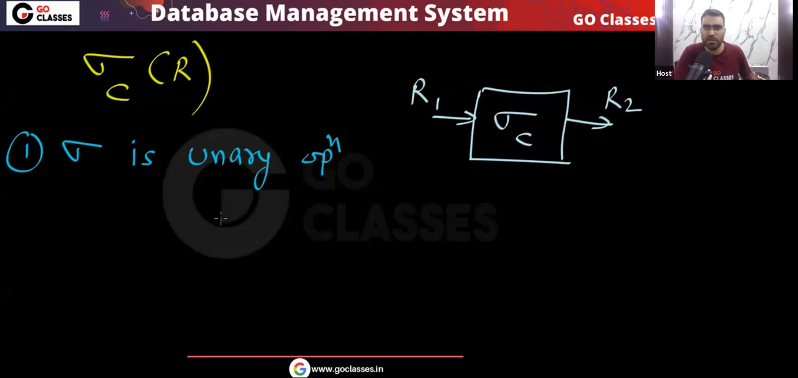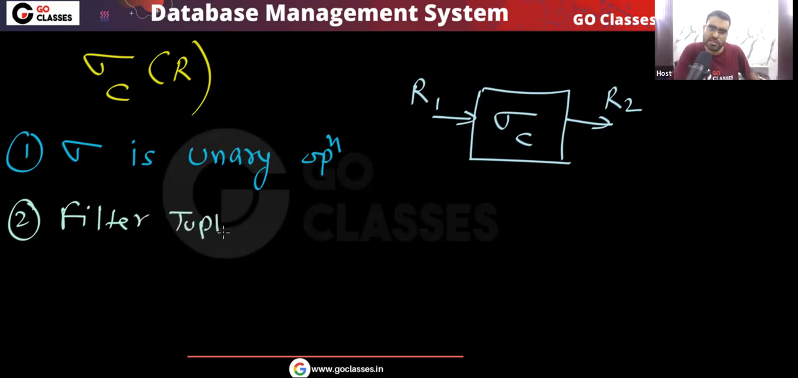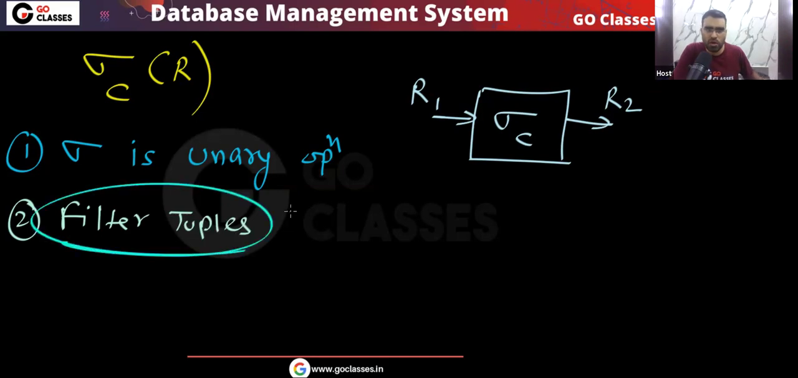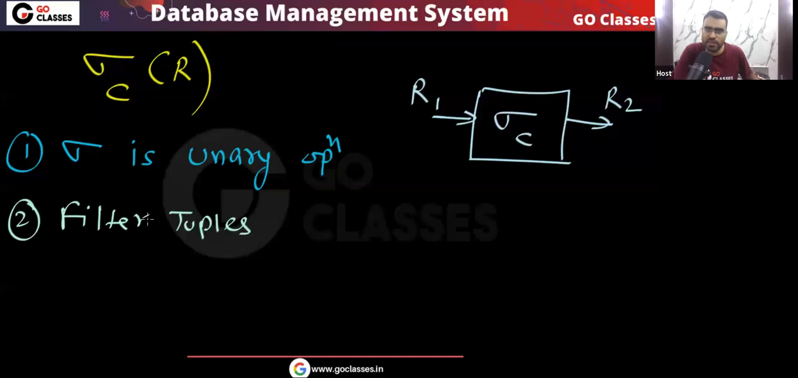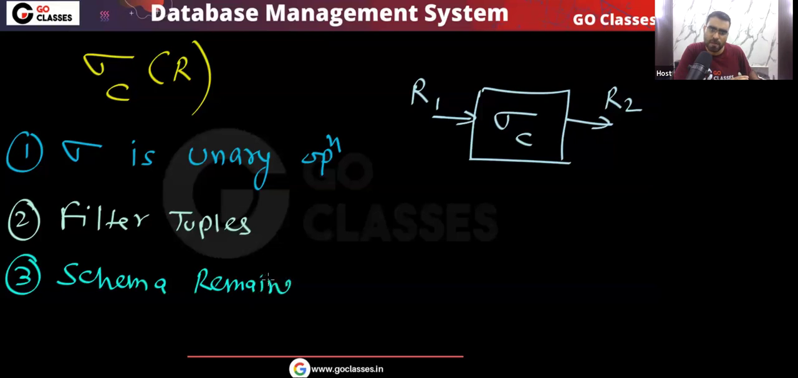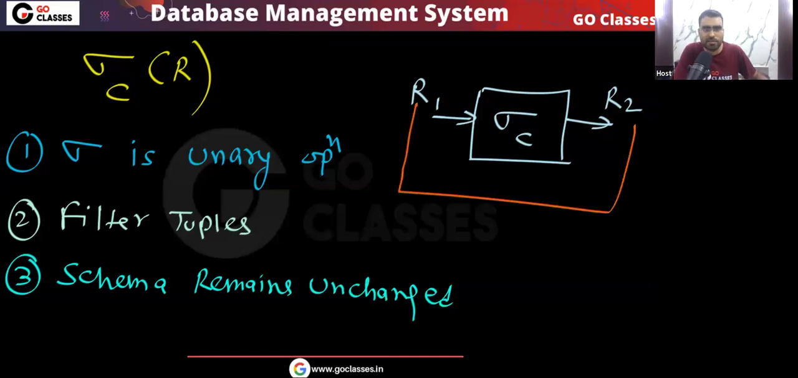Very simple. And remember what it will do? It will only filter tuples. So the schema will not change. Yes or no? We are only filtering the tuples, meaning the tuples which satisfy the condition C, only those we will keep. The remaining tuples we will remove. So the schema remains unchanged, but the data will change. Remember, the schemas of R1 and R2 will be the same.